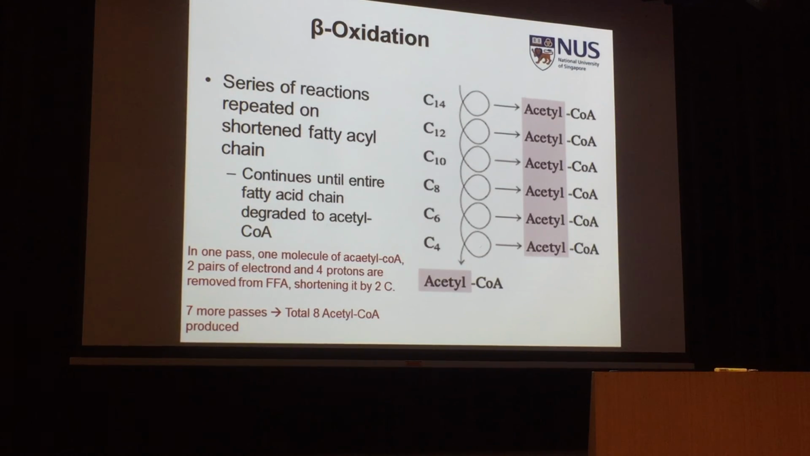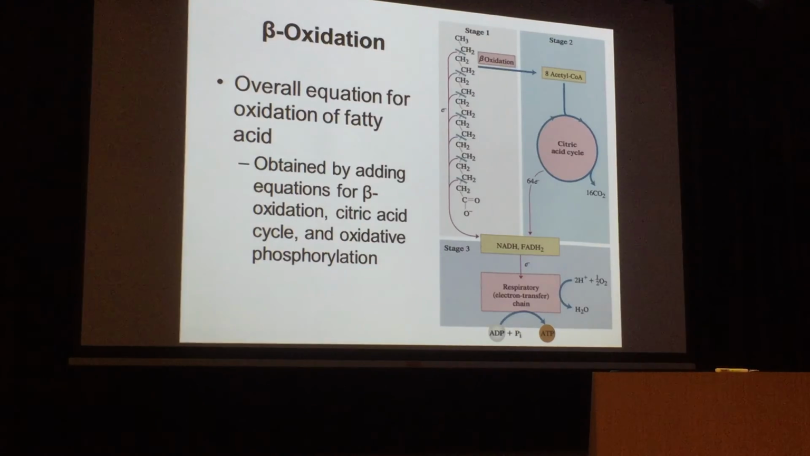So C20, you will get 20 divided by 2, 10 acetyl-CoA, and 9 cycles. That's how we calculate the number of acetyl-CoA. Okay? So it's not so difficult. We just use this spiral to indicate the different passes. So this is beta oxidation.